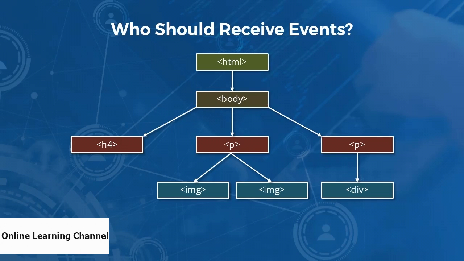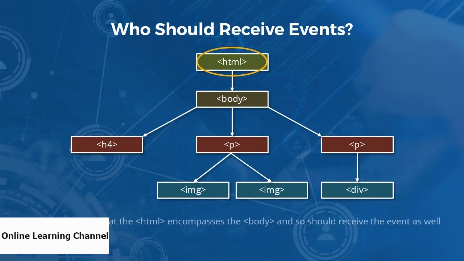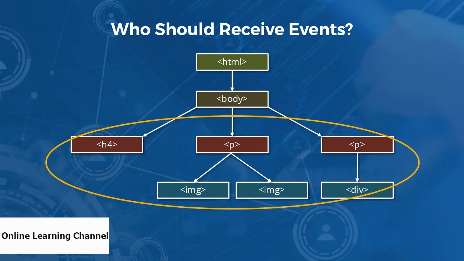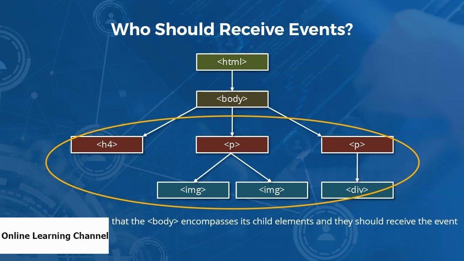Now, one way to think about this is that the HTML tag encompasses the body element, so the HTML element should definitely receive all events triggered by the body element. That seems perfectly reasonable to me, and it does to many others as well. Or another way to think about it is all of these other elements that you see highlighted using the yellow circle, the body element is the parent of all of these elements. The body element encompasses all of its child elements. All of the child elements should also receive the same event. This also seems perfectly reasonable to me.